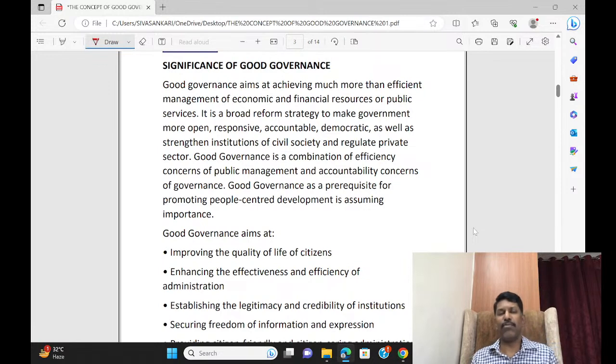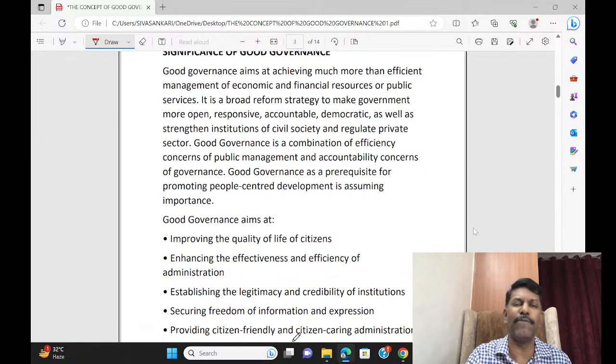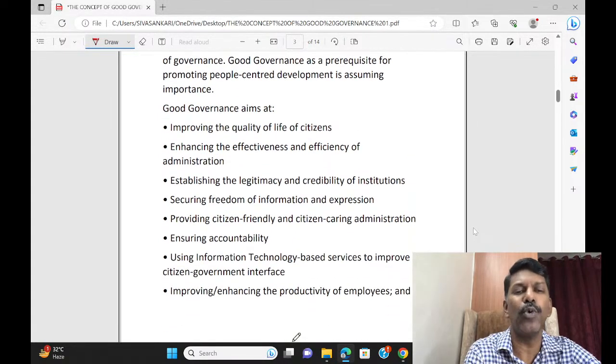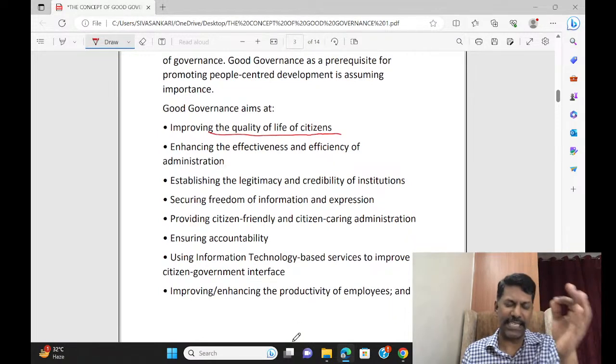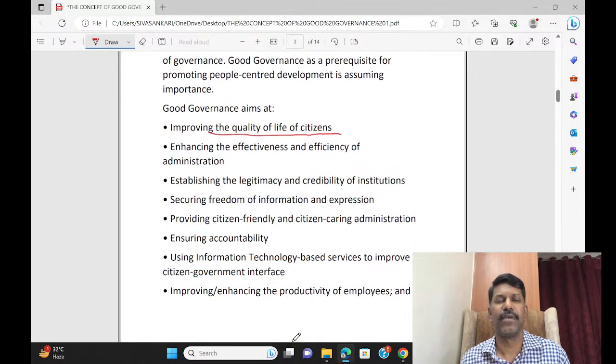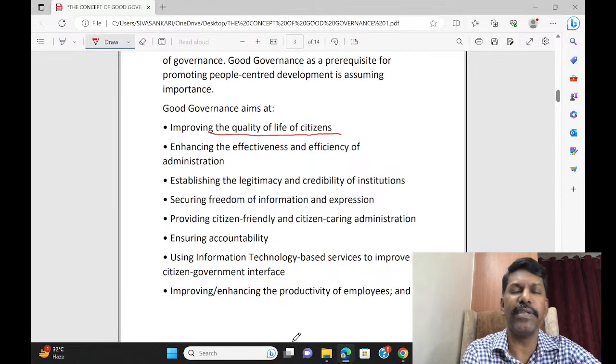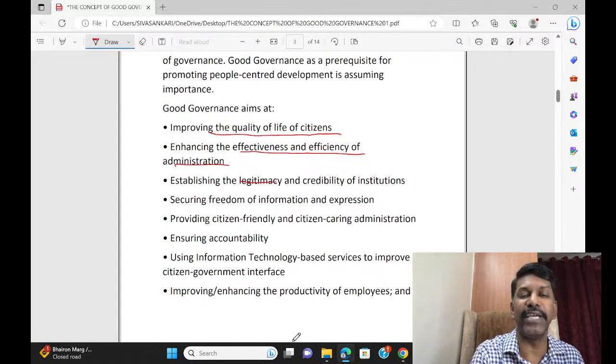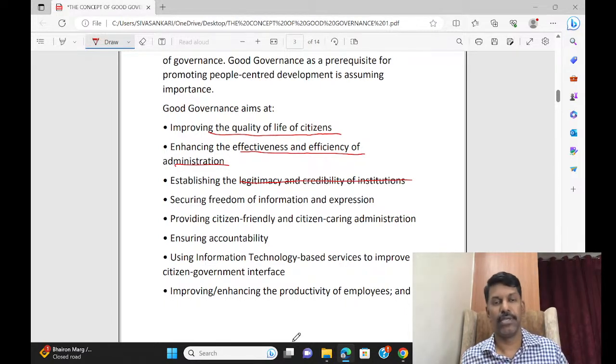So in this manner, when I look into the idea of good governance, it has a clear mentality that it always aims for the quality of life of the citizens, no doubt about that. What are the basic aims? It wants to improve the quality of life of every citizen in the country. It wants to enhance and make effective the economy of the administration. And the third important thing is the legitimacy and credibility of every political institution in our country.